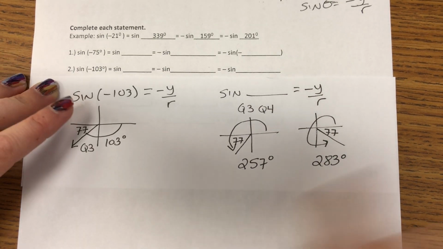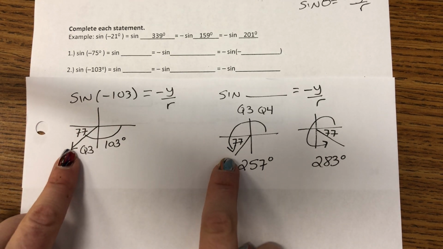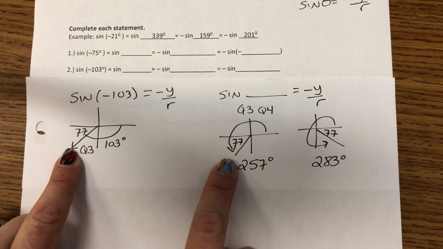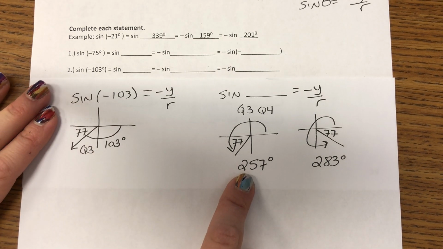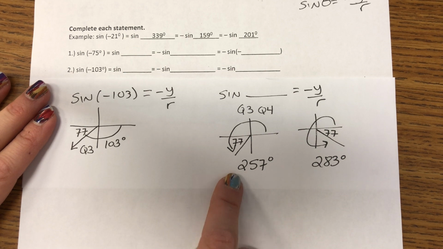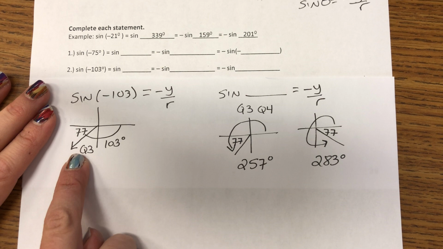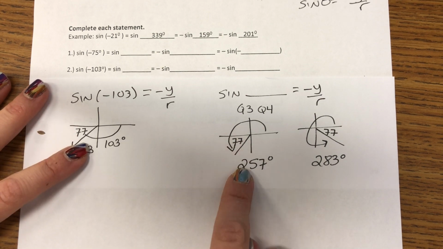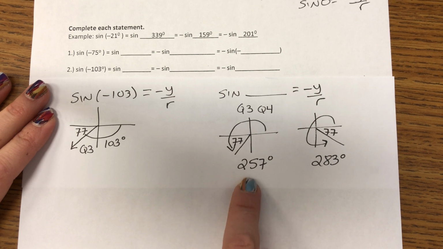So something interesting here, this negative 103 angle is coterminal with 257 degrees. They have the same terminal ray. So coterminal is another important concept from this unit. There's no limit to how many times I can use quadrant 3 in my answer. So just because quadrant 3 was here, I can use quadrant 3 here just with a different angle value.